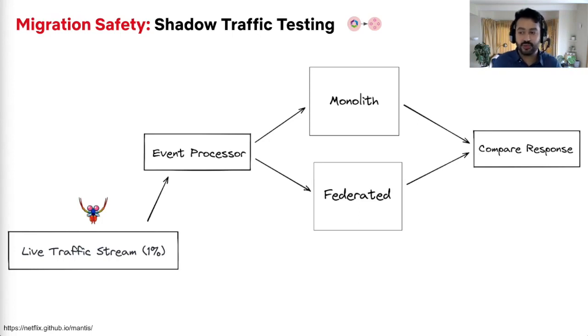And then we match the response. And if it matches, great. If it doesn't, then we investigate further. But this allowed us to iron out a lot of functional correctness issues like localization, for instance, and gave us a high confidence before launch.